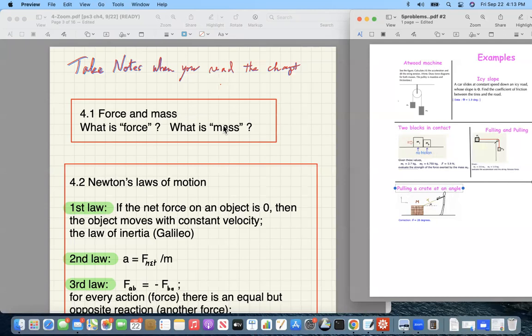Inertia is a tendency of matter. Matter has a tendency to remain in motion with constant velocity. And that's called the law of inertia. That was first stated by the great Galileo. And the higher the mass, the greater this tendency. Probably the best way to think of mass is the resistance to change. It resists change in velocity.